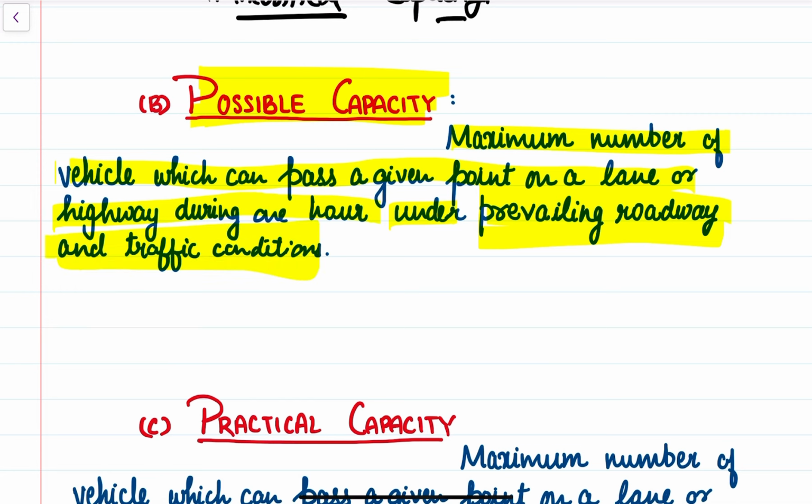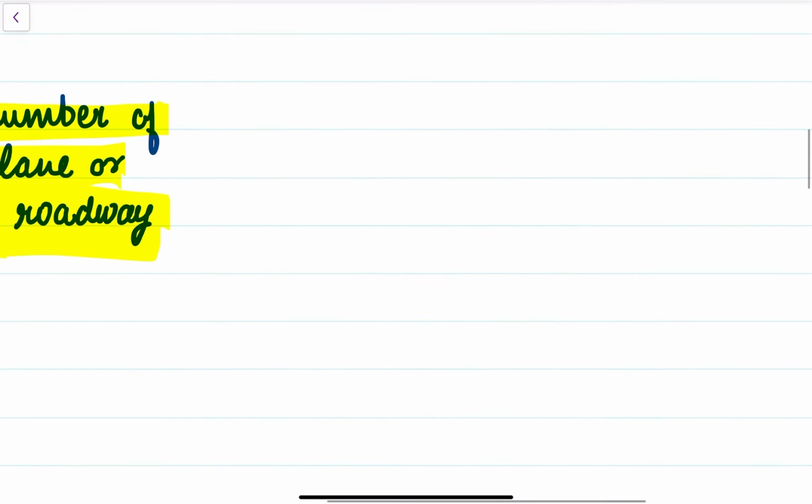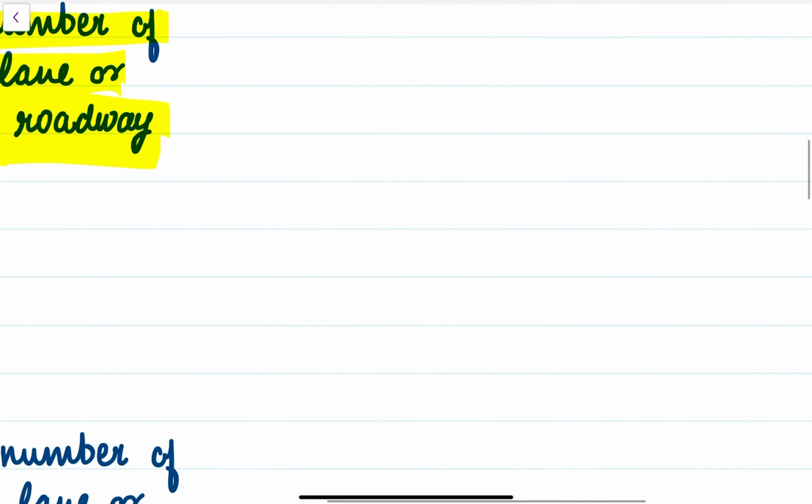So here, the maximum traffic volume that can pass a lane or roadway in a unit time is under prevailing traffic condition. Okay, under prevailing traffic condition. So this means, what does this mean?